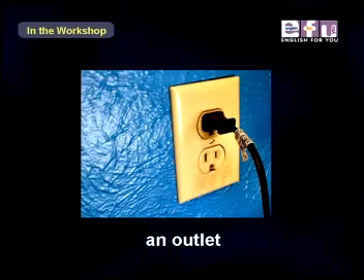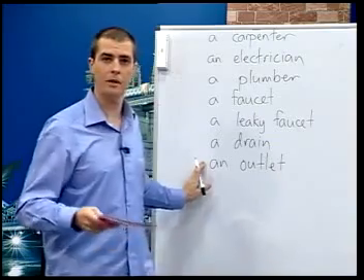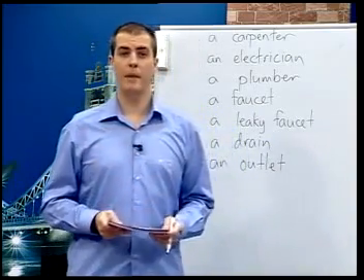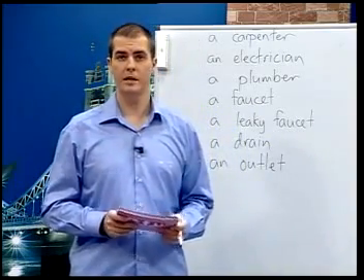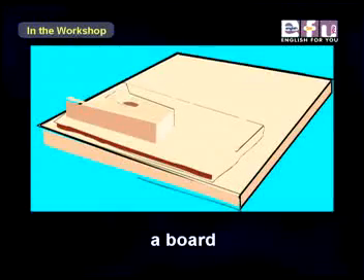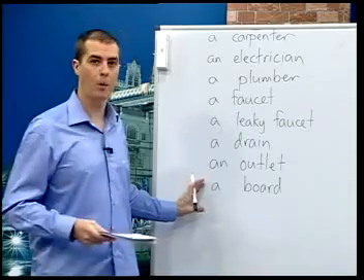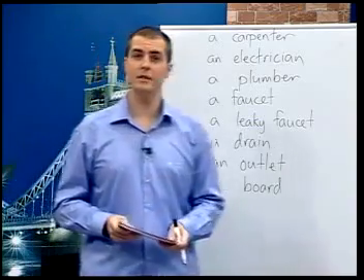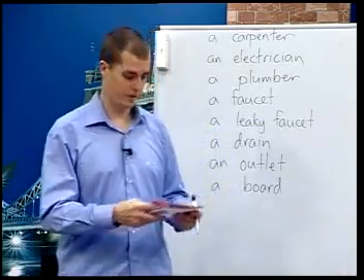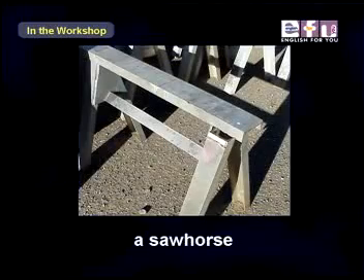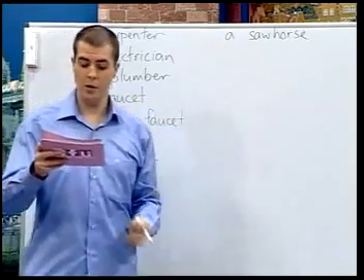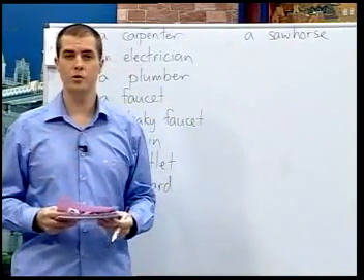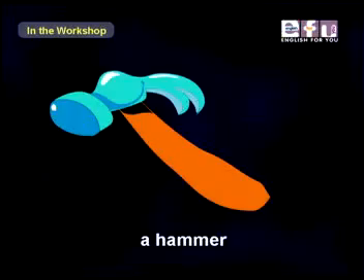An outlet is a power point for electricity in the house. A board is a flat, wide piece of wood. So over here, a sawhorse. A sawhorse is a wooden frame used to support boards.